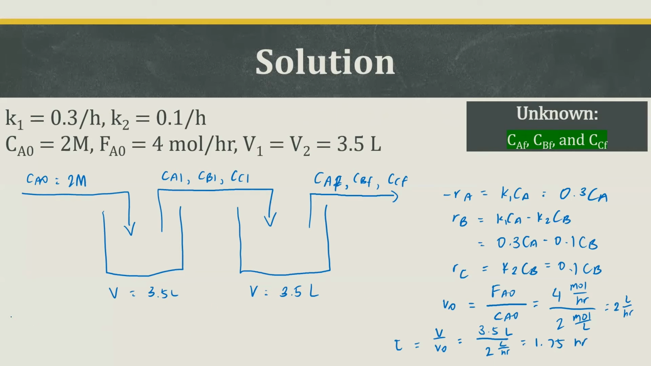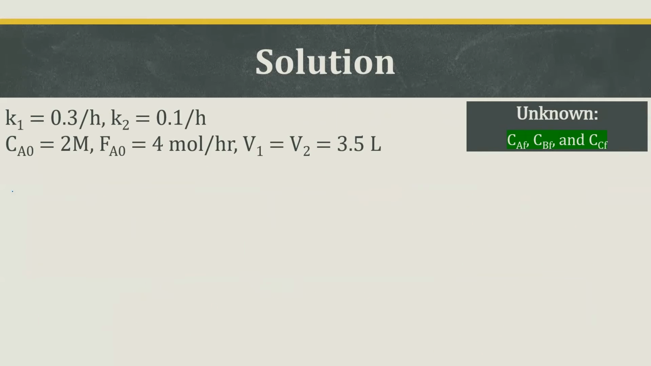Now, the space-time can be represented in terms of A from the formulas shown earlier: CA0 minus CA over negative rA. In terms of B, this is equal to CB minus CB0 over rB. And finally, for C, it's the same as B. Now we get the concentrations at the exit of the first reactor first.